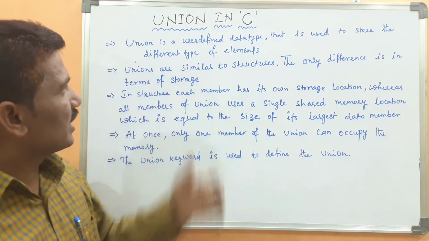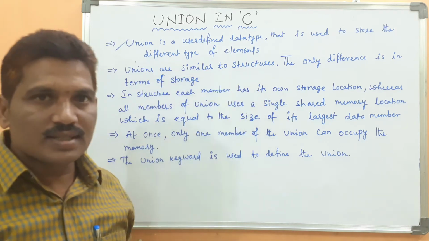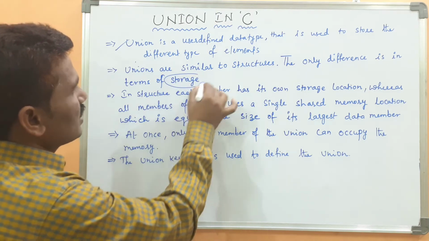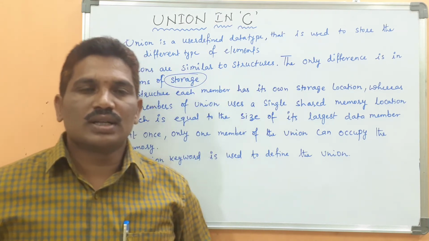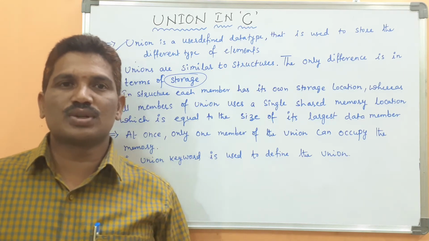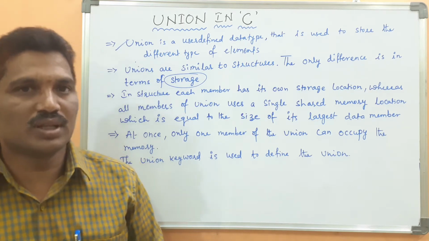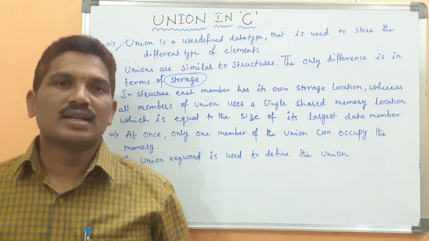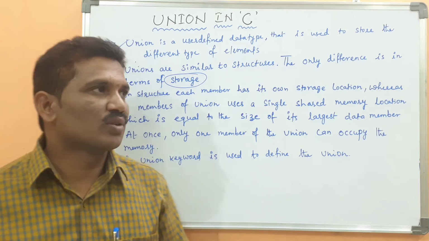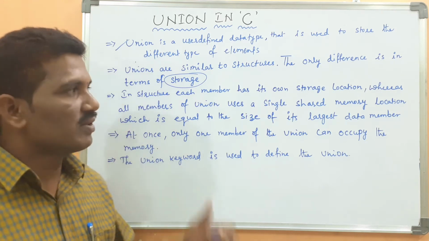Next, you can see here, unions are similar to structures. The only difference is in terms of storage, in the memory allocation. The remaining all are the same. Union is also used to store different types of elements. The structure is also used to store different types of elements. But the difference is in terms of storage: the memory allocation is different. How the memory will be allocated to the structure and union, we will see.